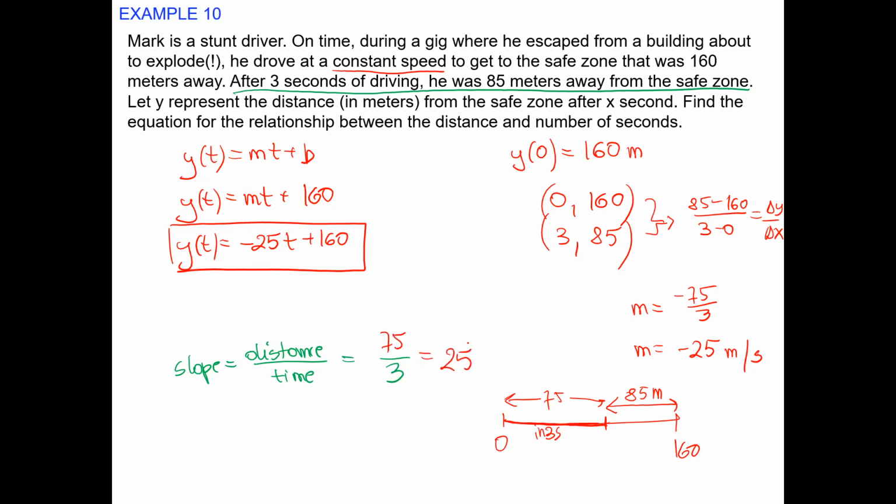It is 25, but we know that we're decreasing. That means we just have to put negative because we're getting closer. Maybe this is another way to get it, but more official, it will be this. We have 2 points, we can get the slope, we know the y-intercept, done.